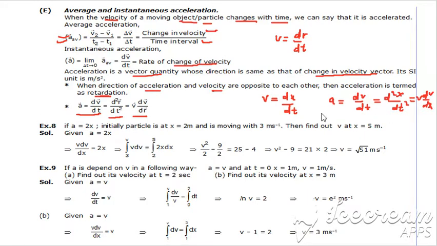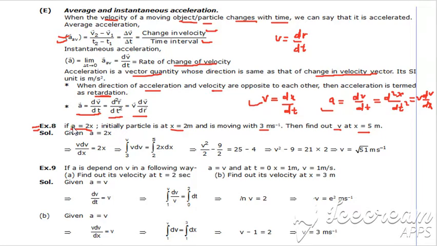These two relations, one of velocity and another of acceleration, are basic relations, and they are basic to solving any problem in kinematics. For example, we can deal with this example. It says acceleration is dependent on the position, where initially the particle is at x equal to 2 and it is moving initially with 3 meter per second. We need to find out the velocity at a different position. So here the position and velocity are to be linked.